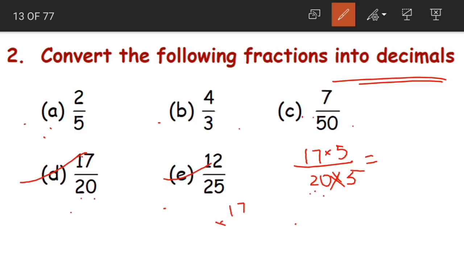17 into 5 is nothing but 5 5s are 25, 5 1s are 5 plus 2, 7. 17 5s are 75 divided by our denominator is 20 into 500. Now how will we do this, children?